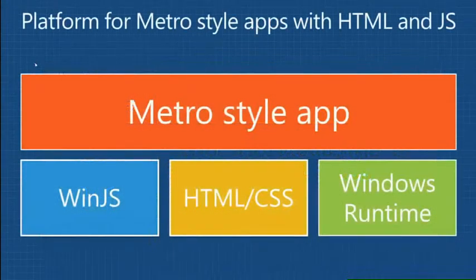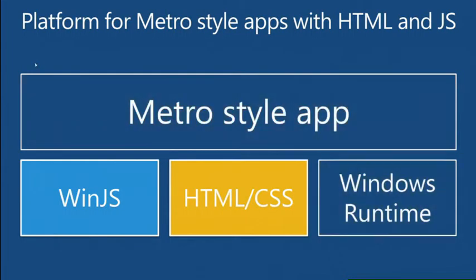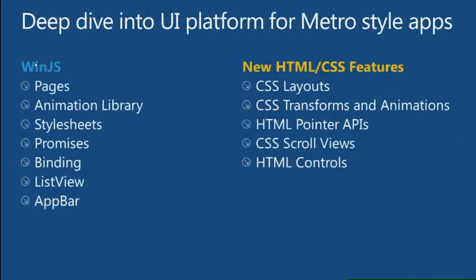So that's a quick overview of the platform. We just looked at that template. We saw how we made function calls into HTML and CSS, into WinJS, into the Windows runtime from that. For the rest of today's talk, I'm really going to focus on WinJS and HTML and CSS and the new features that we've made available there for you. There's actually quite a few that we're going to talk about. Under WinJS, I'm going to talk about pages, the animation library, the style sheets, something called promises, binding, list view, and app bar. That's not every feature in WinJS, but just some highlights that I think you'll want to know.